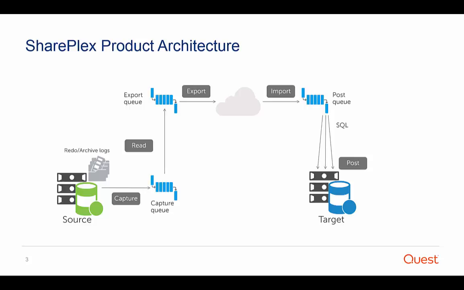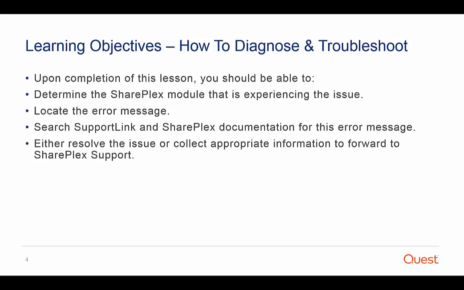On the target system, the import process receives the data and sends it to the post queue. The post process reads the post queue, constructs SQL statements for the operations, and applies them to the target objects within the Oracle instance on target. Now, let's take a look at the basic troubleshooting steps.